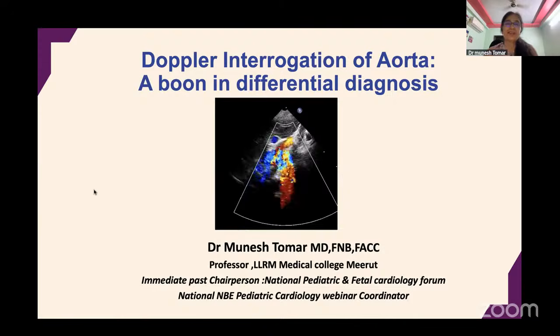A little bit of modification with that. So it is basically Doppler interrogation of the aorta, of the descending thoracic aorta. How can it help us reach the clinically important underlying issues?